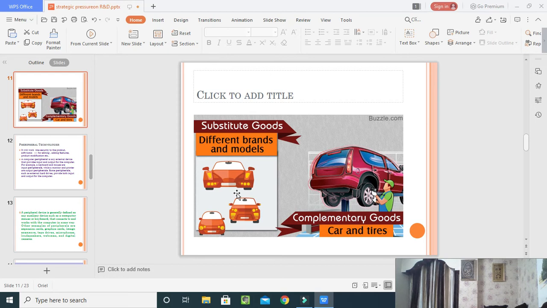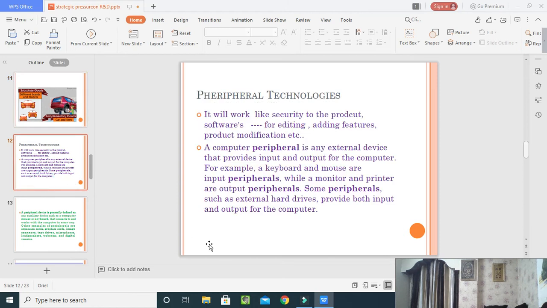But what is necessary? What are the complementary goods here? Car and tires. Tires are important for all cars. Whether you take a BMW, a Ferrari, an i10, a Rolls Royce, or Ford cars, any car, the main complementary good is that tires should be there for all the cars. This is the complementary goods or technology that is utilized in an organization for fulfilling its basic needs with security. Now we'll go to the next technology, that is peripheral technology.